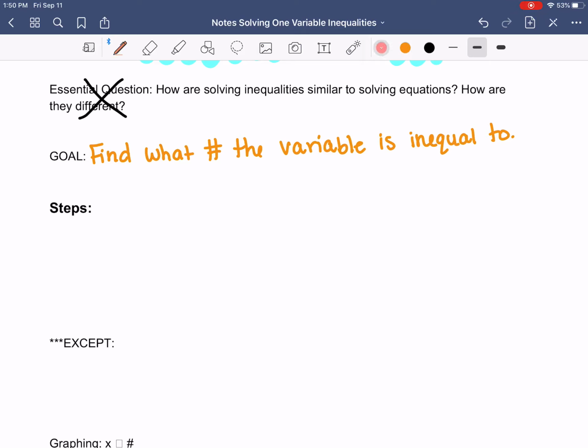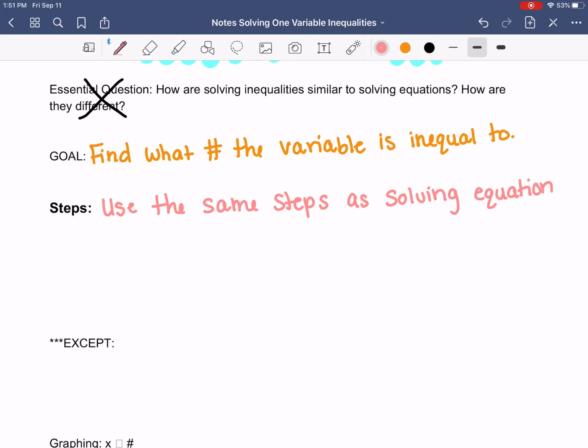All right, so the steps that we're going to do today are basically the exact same as when you were solving equations. You're going to work backwards to isolate x. So use the same steps as solving equations. Work backwards to isolate x. It's basically what you're doing.